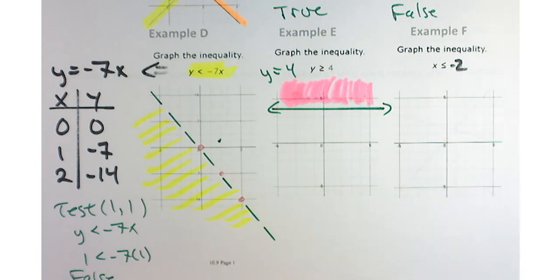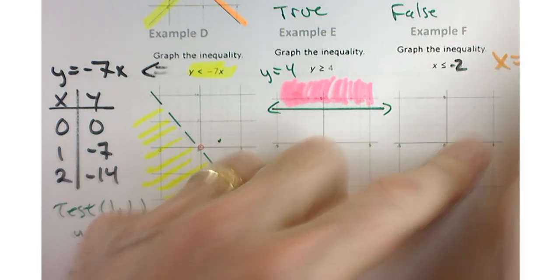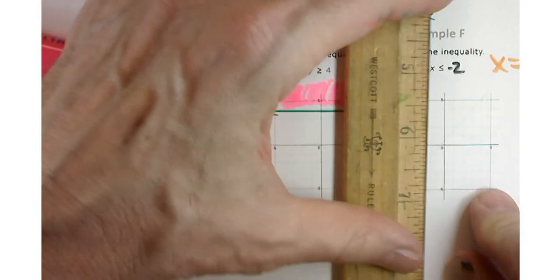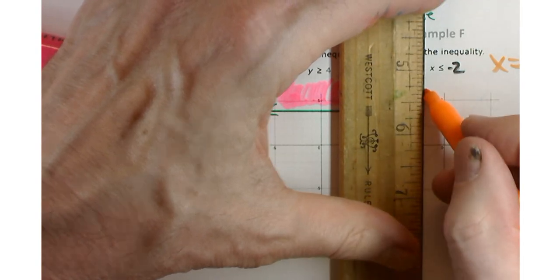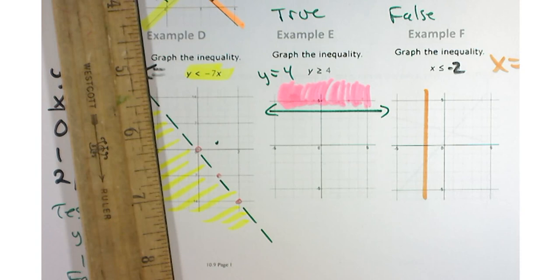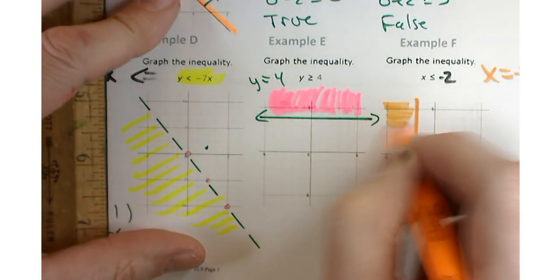What's the line x equals -2 going to look like? Yeah, a vertical line. So x equals -2 is going to be a vertical line. Solid line because we've got a less than or equal to. So solid line here. Which way am I going to shade? To the left or to the right? Yeah, you want numbers that are smaller. Smaller numbers are going to be to the left.